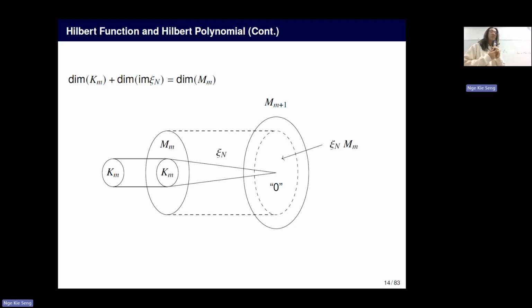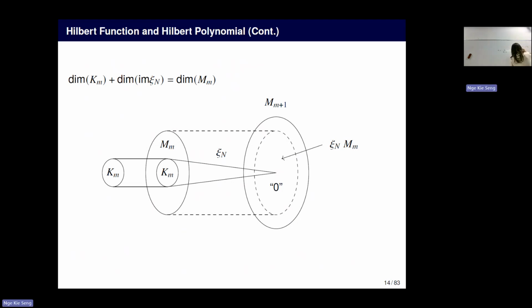We're going to show something else that also includes the dimension of the image of psi n. To see this, we draw a diagram as such. This diagram shows that Km maps to 0 and Mm maps to psi n Mm, and these all live in M m plus 1. And why does this equation stand true? Remember what we learned in linear algebra, the rank-nullity theorem, such that the rank plus the nullity equals the dimension. For a map, we can also define such a thing.